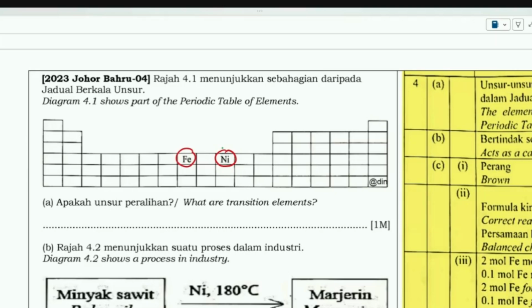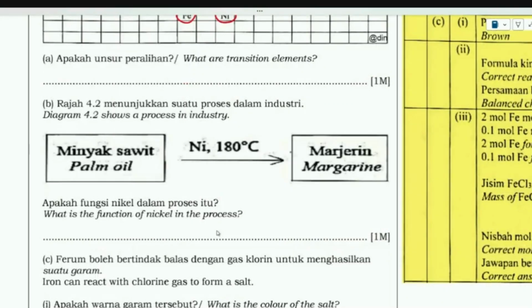Transition metals, correct. There are four special characteristics of transition metals, so you should know them. One of these special characteristics is here: palm oil with nickel forms margarine. So nickel, what is the function here? This is one of the catalysts. One of the special properties is acting as a catalyst.